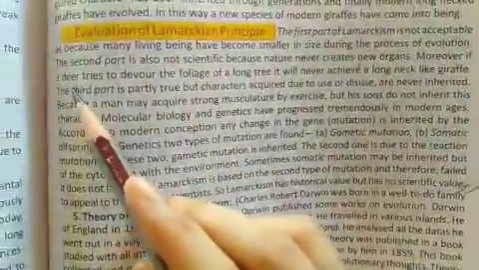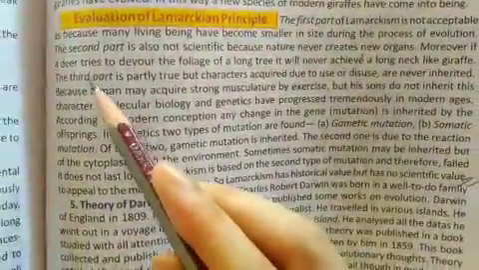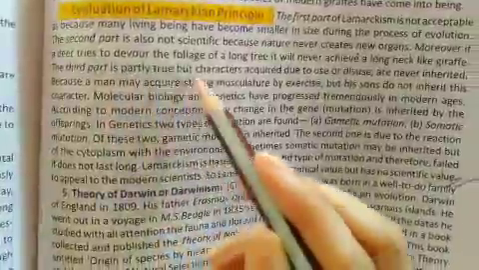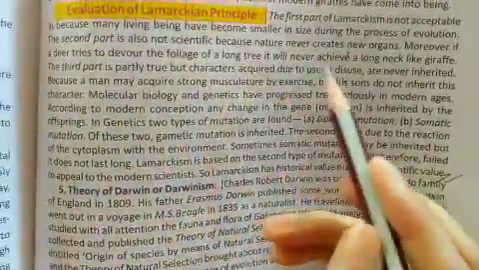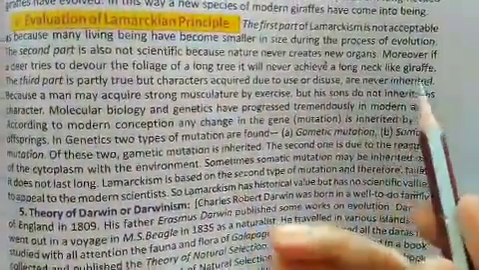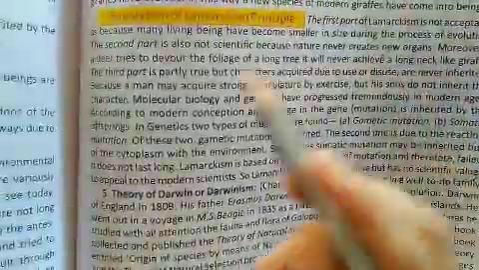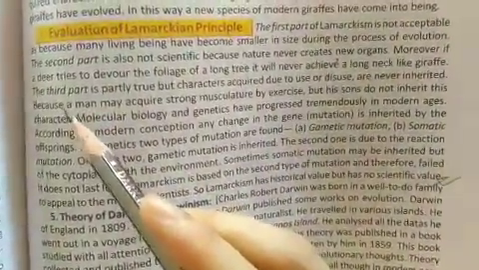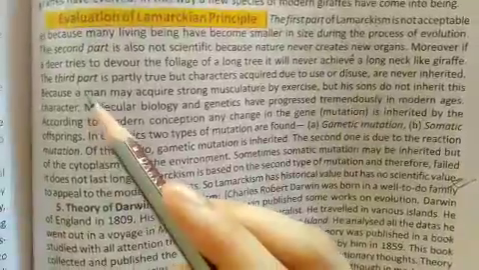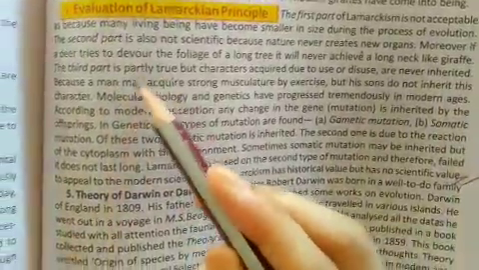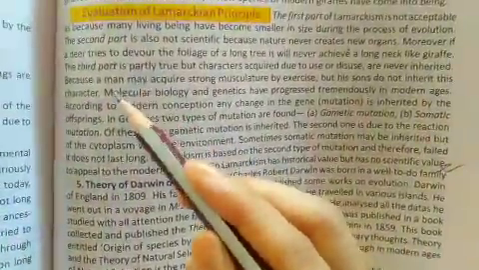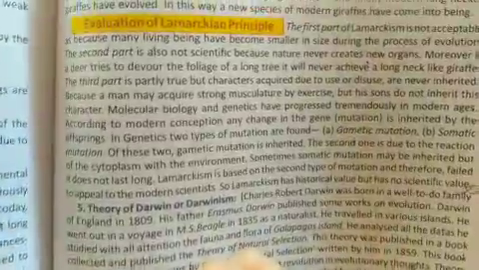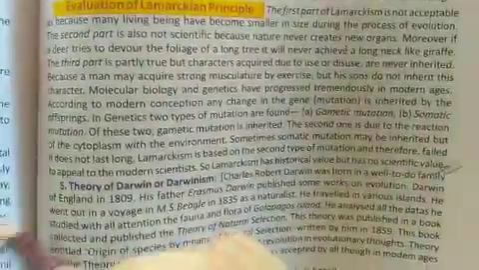Moreover, this is the third part explanation. See, a deer tries to devour the foliage of a tall tree. It will never achieve a long neck like a giraffe. Why giraffe? A deer can try, a goat can try, any animal can try. So why giraffe?